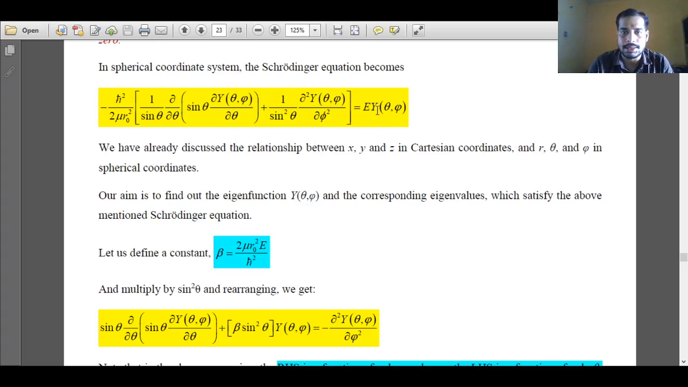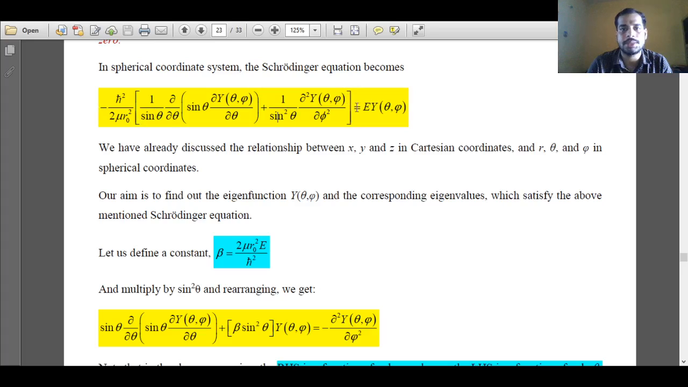First, I will take this E Y term to the left hand side, and the second term of the left hand side to the right hand side. First, I cross multiply 2 mu r0 square to the right hand side. Again, I am repeating, I'll do some rearrangements: first, cross multiplication of this constant term from the left hand side to the right hand side. So what I'll get is 2 mu r0 square E over h bar square.